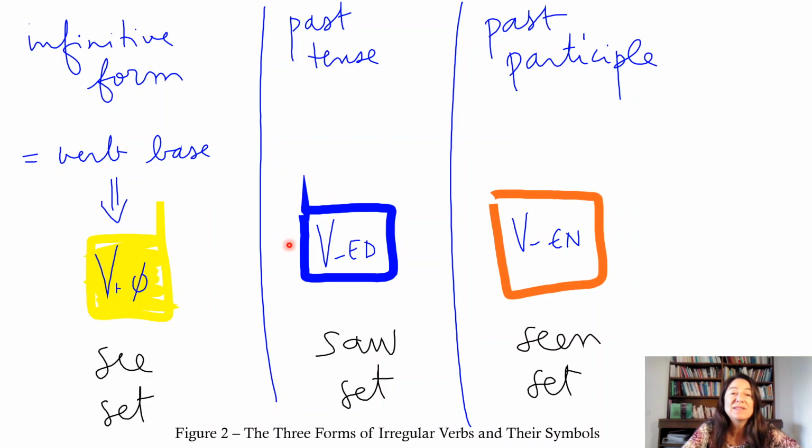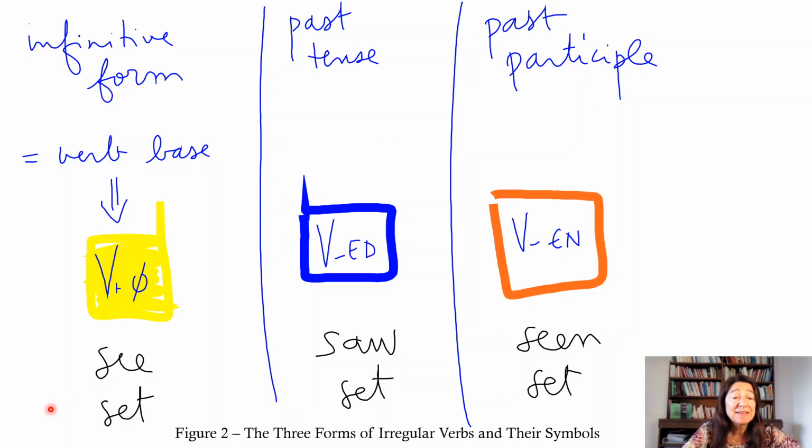So we can use, for instance, the past tense, VED. And then, since this is an irregular verb here, the past tense doesn't end in ED. It is saw. But VED still is the symbol that is used for any past tense form, whether it ends in ED or not. And it's the same for the symbol VEN here, which is the symbol for the past participle form of a verb, whether or not it ends in EN, which is actually the case here, seen.